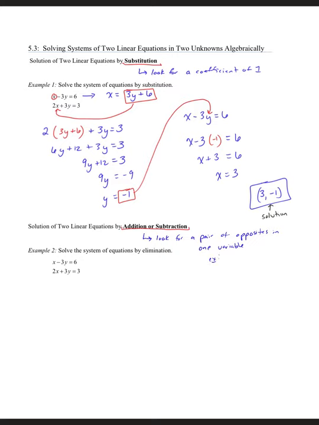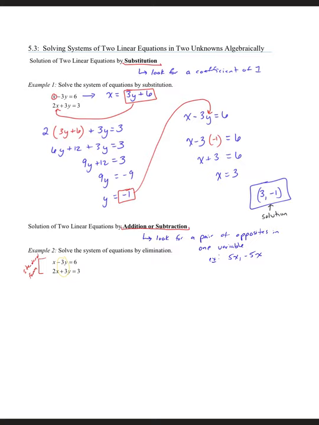For example, 5x and a negative 5x. Those would be opposites within one variable. So now, first thing we want to do when we look at our system, you just want to double check that it is in standard form. This will need to be in standard form in order to have everything line up correctly. Now that we notice it's in standard form, we want to look for a pair of opposites. Right, and our pair of opposites here is going to be this negative 3y and that positive 3y, because negative 3 plus 3 would be 0.